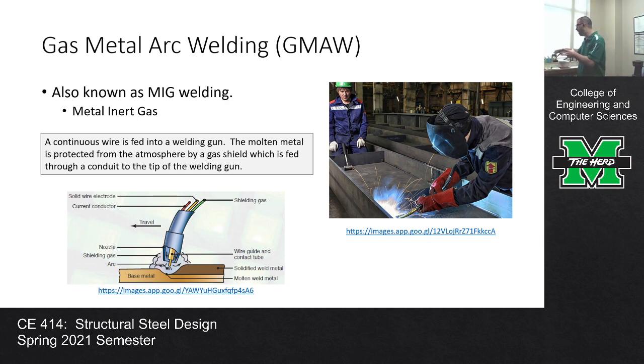So MIG welding, you're going to have, I guess a box is the best way of putting it. There's a box that contains all of the electrical equipment that provides the voltage and the energy into the system. Yeah, that's a good question. That's a very good question.